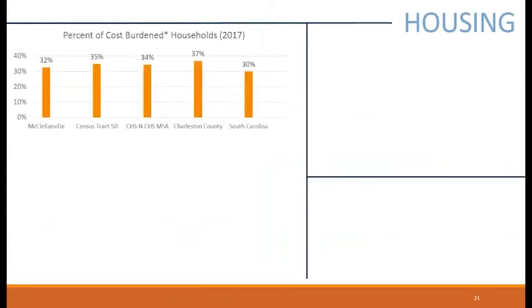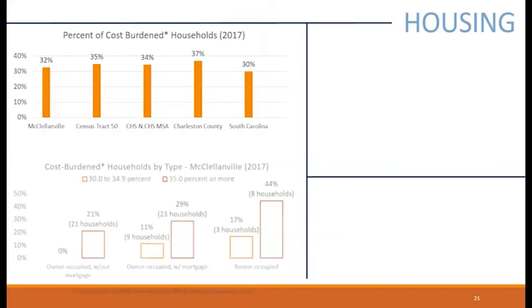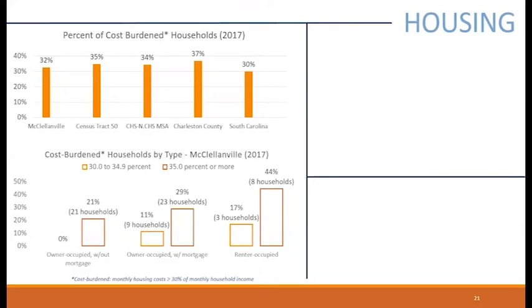So a big part of the housing discussion for any community is affordability. In this context, affordability is typically defined as equaling 30% or less of a household's monthly income. McClellanville's residents are fairly similar in housing affordability compared to other regions. When broken down by household type, we see that a total of 53 owner-occupied households are cost burdened, meaning they're paying 30% or more on housing, while 11 total renter-occupied households are cost burdened. It's still a very high number, especially considering that's about 50% of all renters in town.